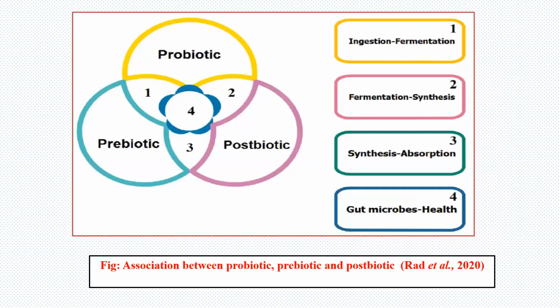So moving further ahead, in this figure we will be seeing the association between probiotic, prebiotic, and postbiotic. So what is the interrelationship between these three terminologies? Probiotic, we all know what that is: it is a live microorganism. Prebiotic is a non-digestible carbohydrate which confers health benefits to the gut microbiota. So when probiotic and prebiotic are consumed, the postbiotic will be synthesized by fermentation in the gut microbiota.